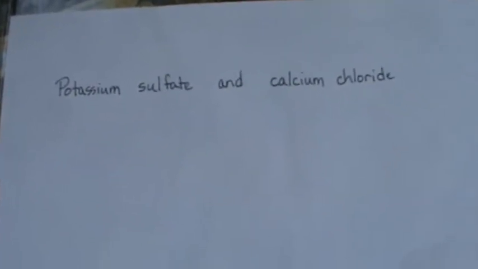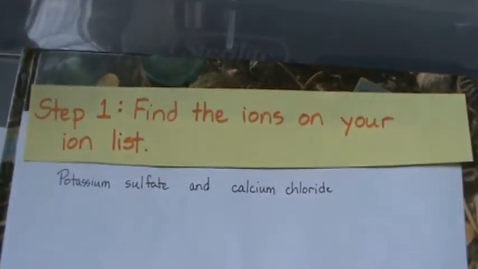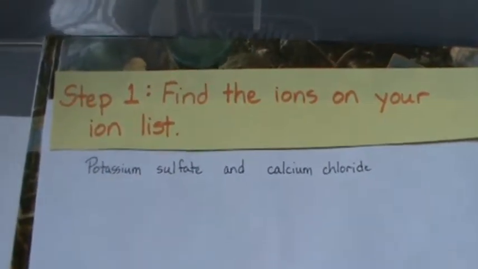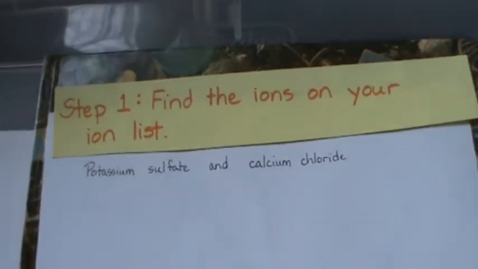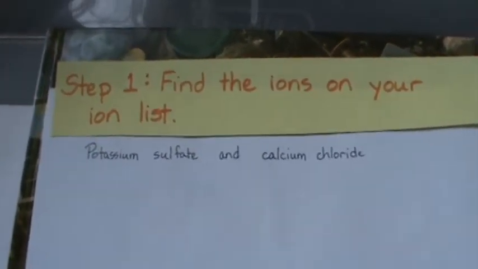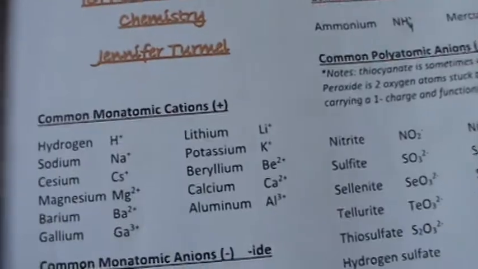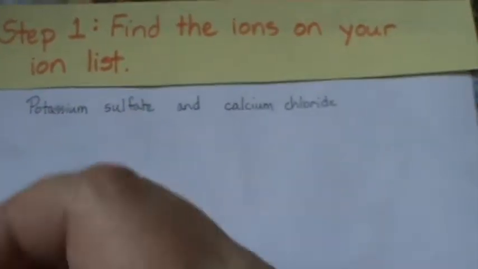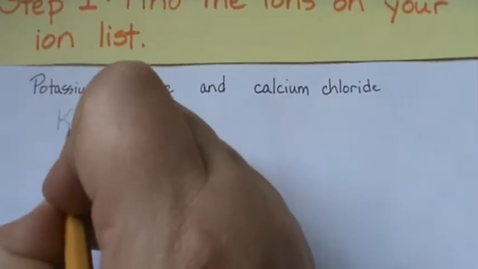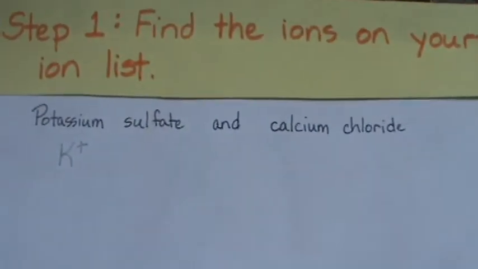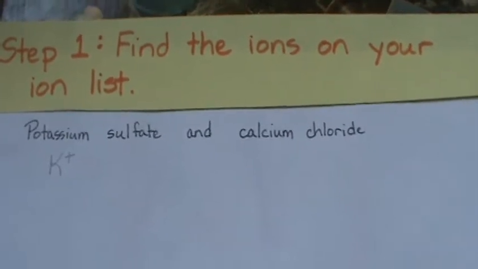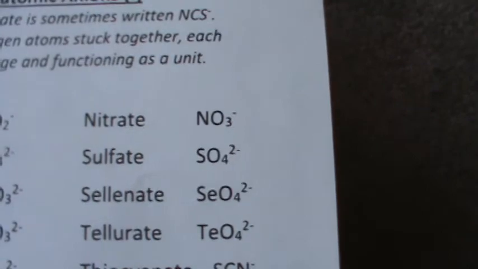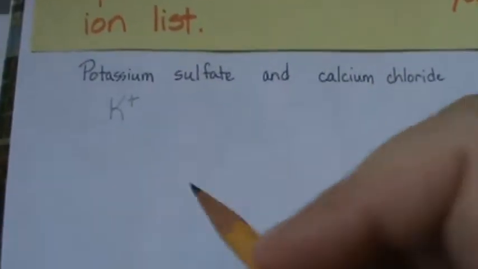So our first step here is going to be to find the ions on your ion list. Okay, so the first one here is potassium, and I would come over here and I see that potassium is K+. Okay, and now the next one is sulfate, and I would come over here and say, oh, there's sulfate, SO4 2-.